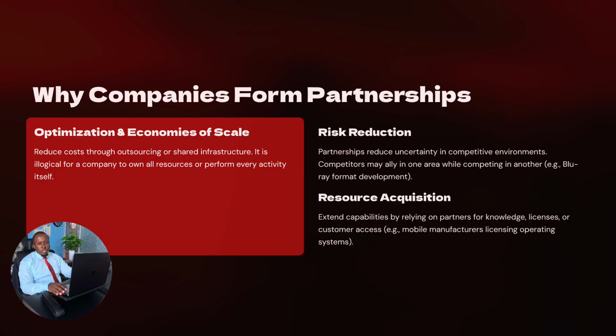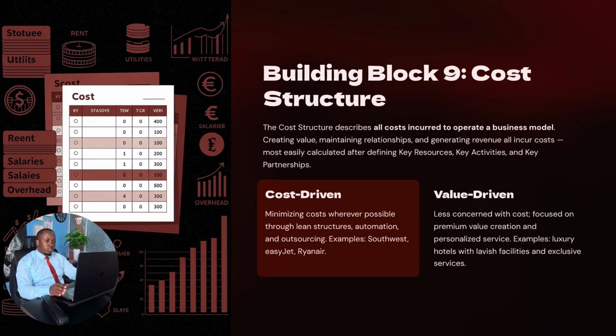Now, finally, we move to the last building block, which is cost structure. The cost structure describes all costs incurred to operate a business model. Creating value, maintaining relationships, and generating revenues all incur costs. Mostly or most easily calculated after defining key resources, key activities, and key partnerships.